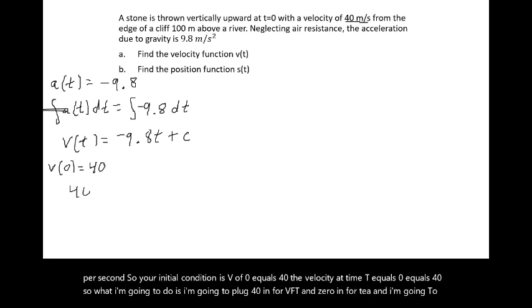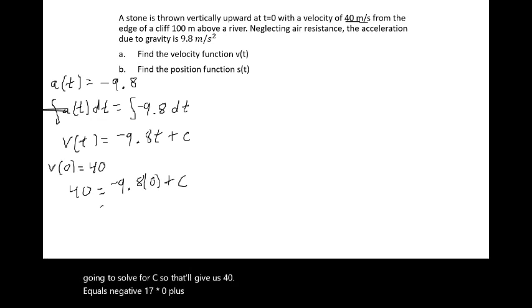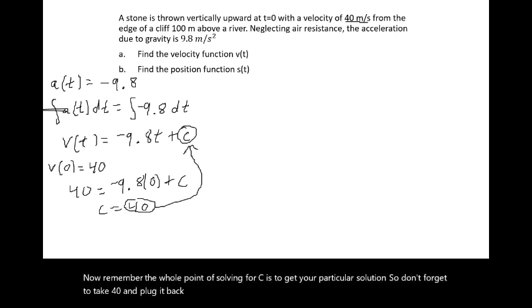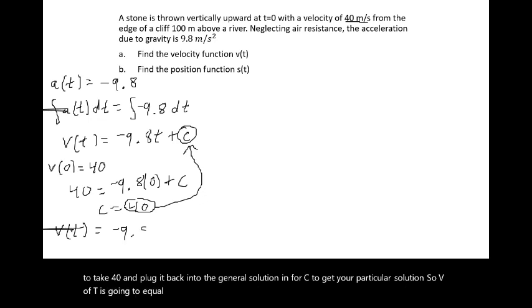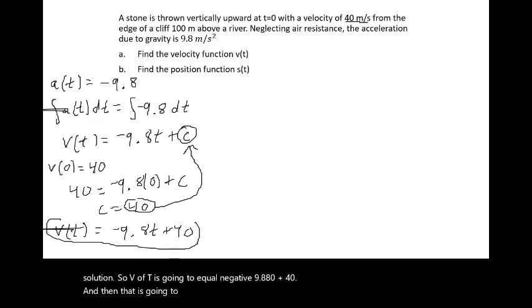So that'll give us 40 equals negative 9.8 times 0 plus c. And then when we solve for c, we get 40. Now remember, the whole point of solving for c is to get your particular solution, so don't forget to take 40 and plug it back into the general solution in for c to get your particular solution. So v of t is going to equal negative 9.8t plus 40. And then that is going to be your velocity function, your particular solution.